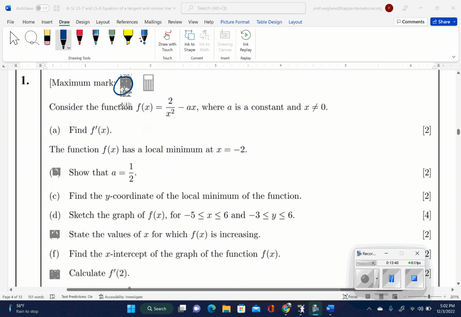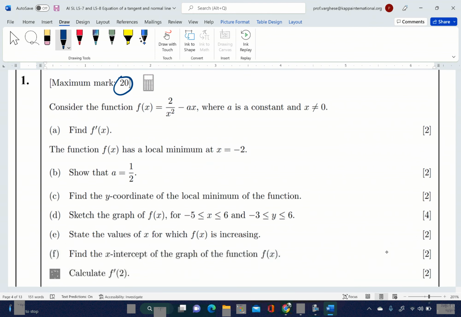All right, so we're going to start out with something calm, right? Find f prime of x of this function right here. So let's just go ahead and rewrite f of x. So f of x is equal to 2, and then when I take this x squared and I kick it up to the top, that becomes a -2, right? Minus ax. So I'm going to find the derivative of this function right here.